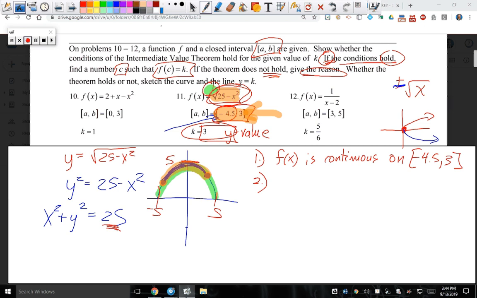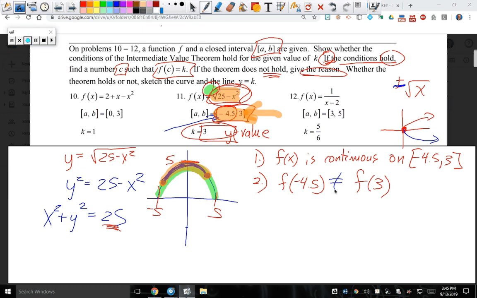What's the second step of IVT? They don't equal each other, right? So we've got to check, what is the y value at negative 4.5? What is the y value at 3? And we've got to make sure that they don't equal each other. Now, I drew a rough sketch, but you would plug this into the equation and see what you would get. And obviously, they're not going to equal each other.